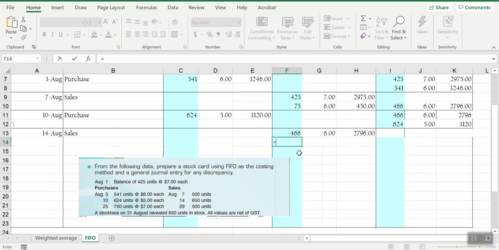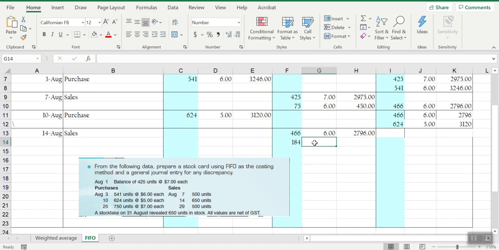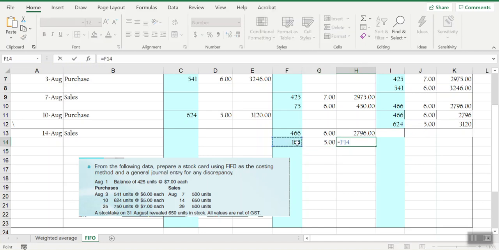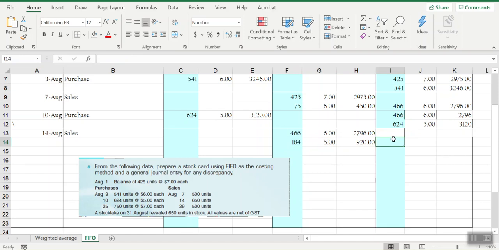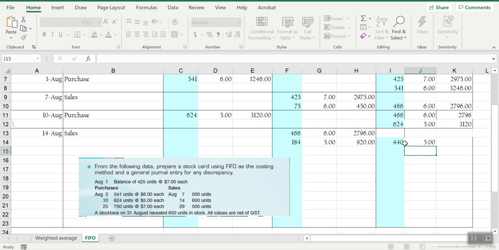650 subtract that is 184, at $5. So what we are left with is 440, so 2,200.